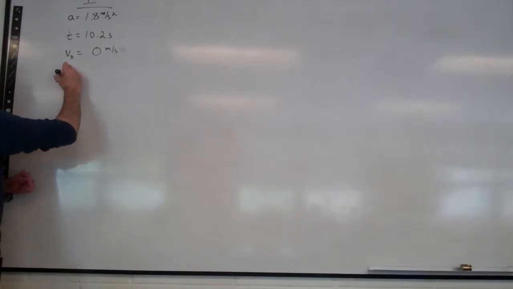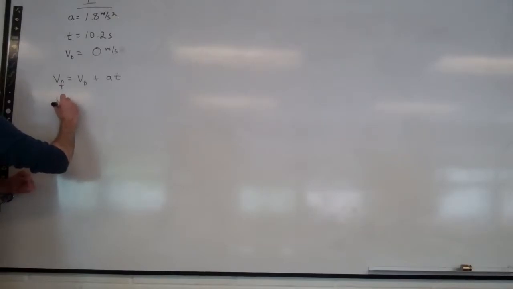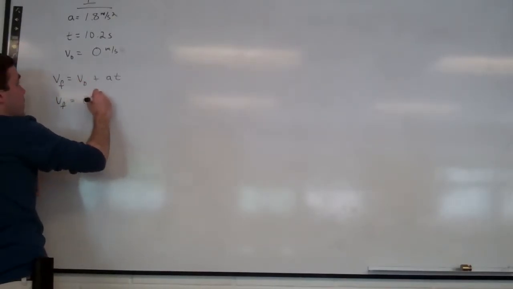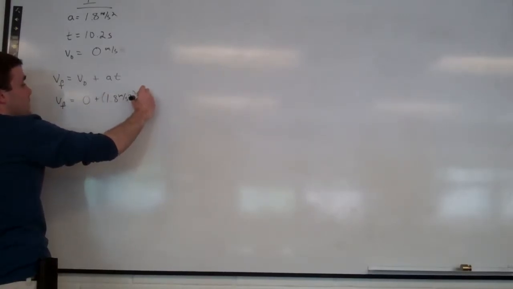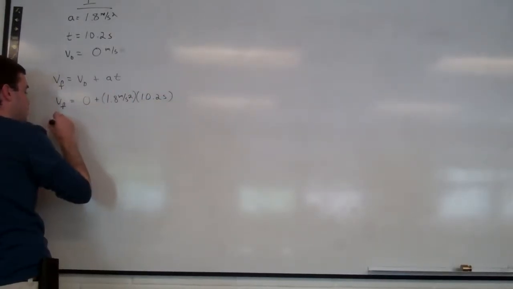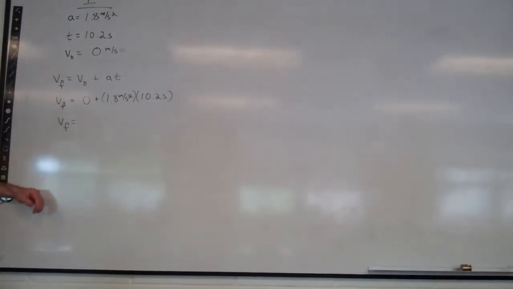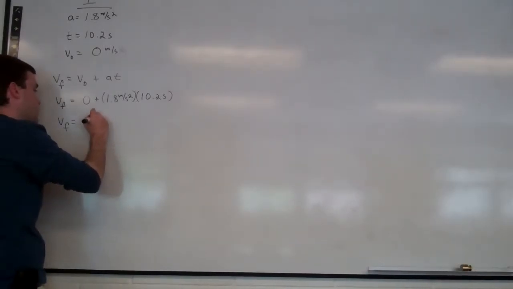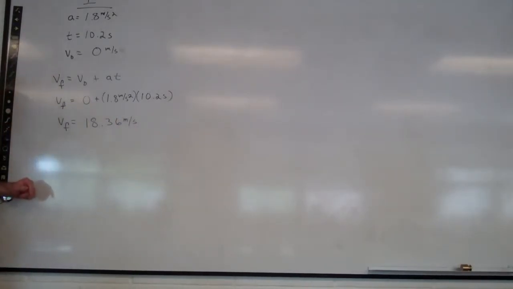We're going to use vf equals vo plus at. vf equals 0 plus 1.8 meters per second squared times 10.2 seconds. It's our final velocity: 18.36 meters per second. What else are we going to have to find? You're going to have to find distance.